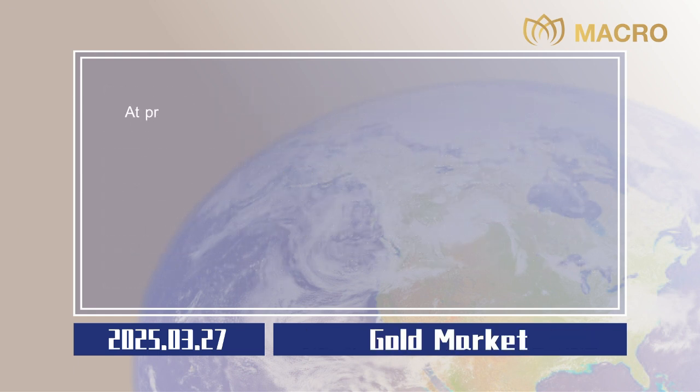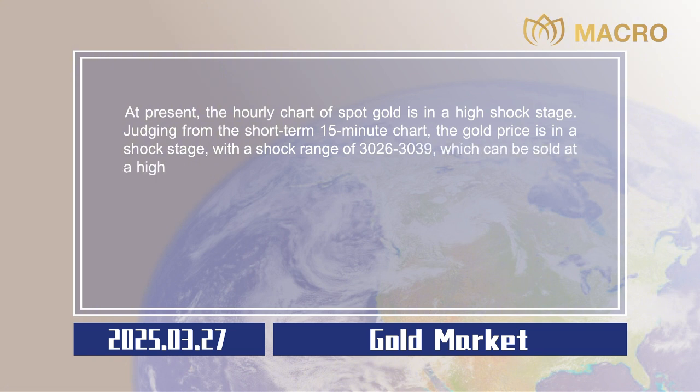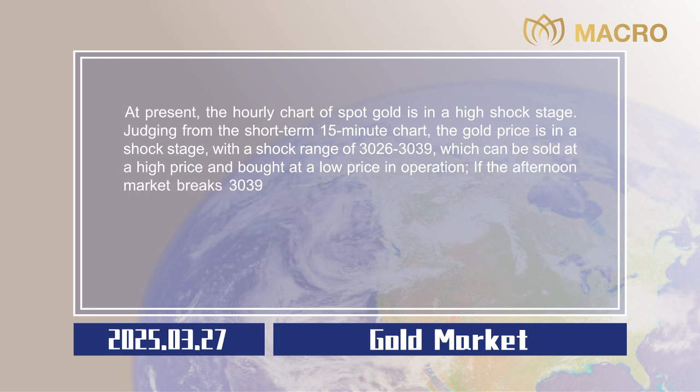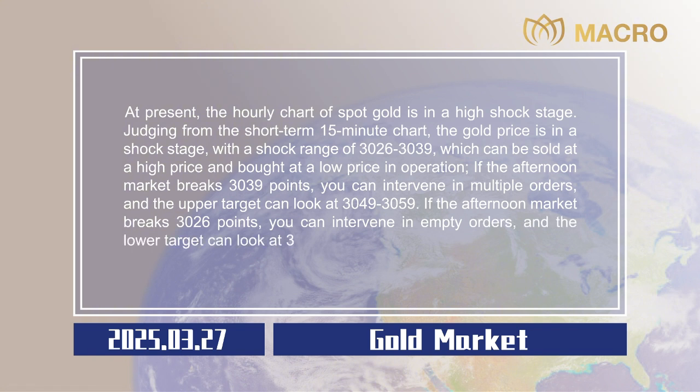Gold market. At present, the hourly chart of spot gold is in a high shock stage. Judging from the short-term 15-minute chart, the gold price is in a shock stage, with a shock range of 3026 to 3039, which can be sold at a high price and bought at a low price in operation. If the afternoon market breaks 3,039 points, you can intervene in multiple orders, and the upper target can look at 3049 to 3059. If the afternoon market breaks 3,026 points, you can intervene in empty orders, and the lower target can look at 3016 to 3006. Stop losses are all $5.